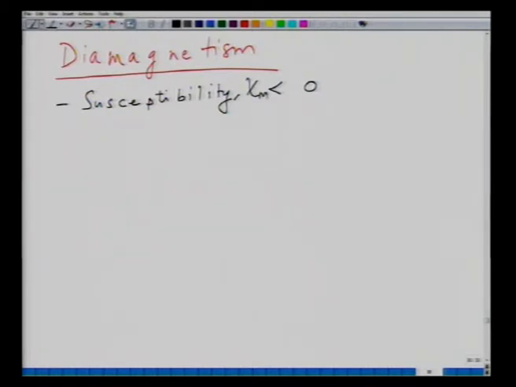What it means is that chi m is equal to M by H. Since H is positive, M has to be negative. So you can see from the sign of this susceptibility that the magnetization induced in the material is negative, which means it happens in the direction opposite to the applied field.